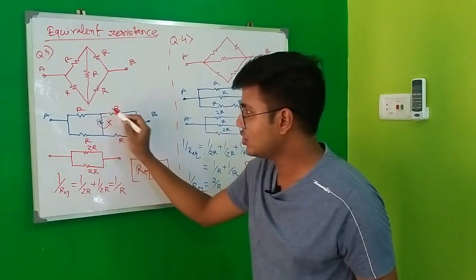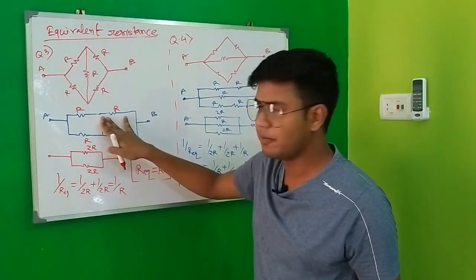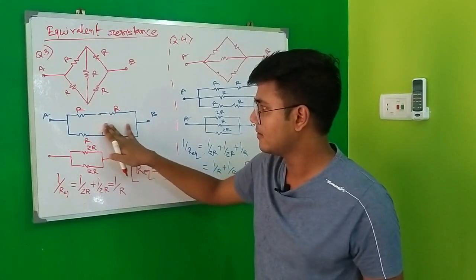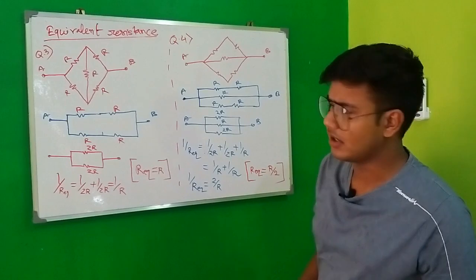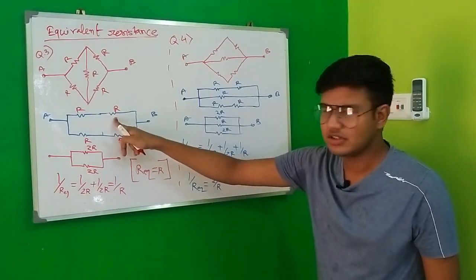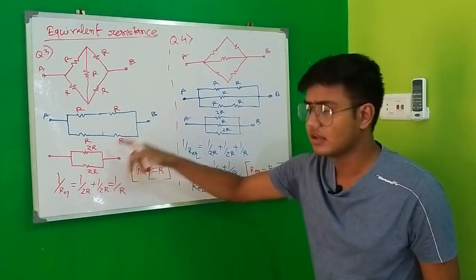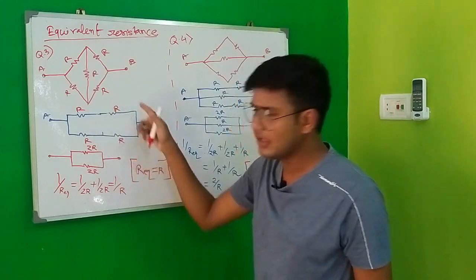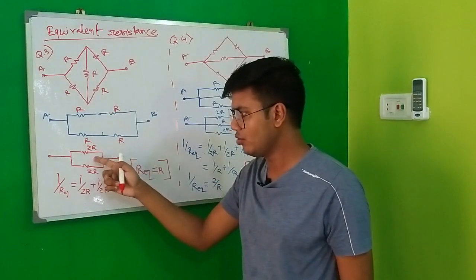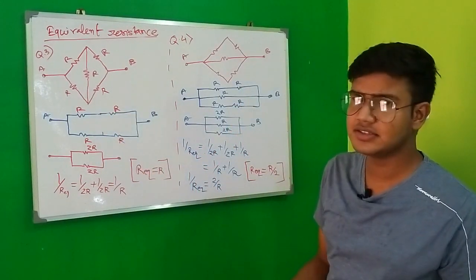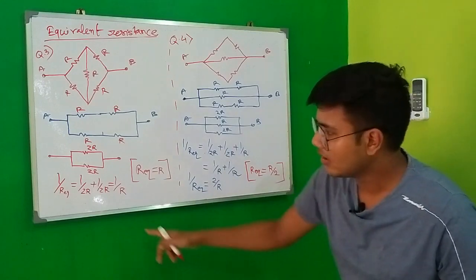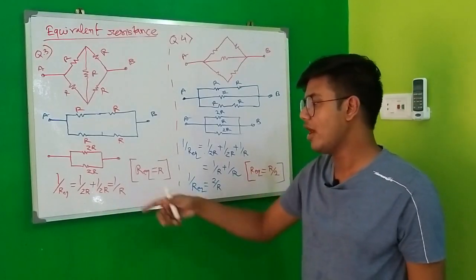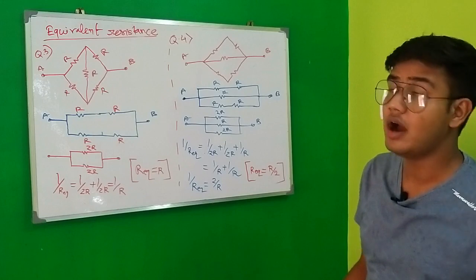I am adding these two as they are in series combination. If you avoid that middle part, you will get two series combinations here. After solving these series combinations, you get two in parallel, and that is a very easy one. You know how to solve it. So this is the calculation, where you get R equivalent equal to R.